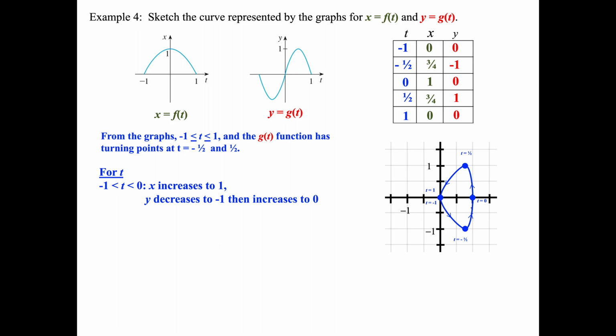Looking at what's taking place, for t going from -1 to 0, the x's increase to 1. They're going from here to here, or you can see it in the table. My y's are decreasing to -1, then increase back to 0. You can see that here in the table, 0 down to -1, back to 0. When we go from 0 to 1, now the x values are decreasing. We're starting here, and my x's are going back to 0. And my y's are increasing to 1, then decrease back to 0. So that's the description of that graph.